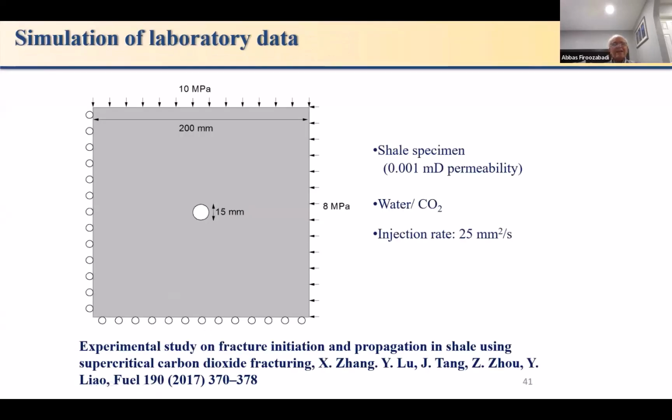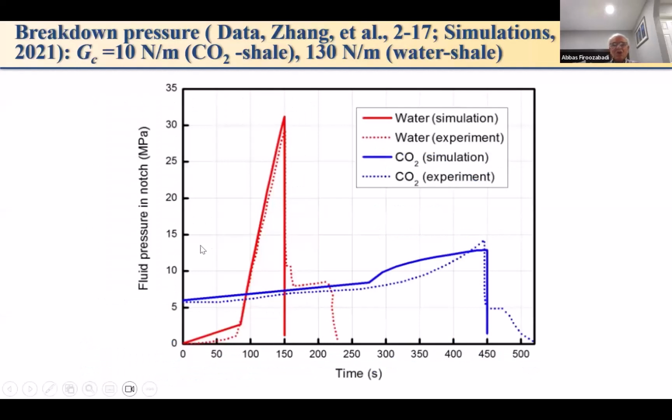With this, I can now start simulating to see what is the difference between CO2 and water. Can I simulate it without much adjustment? This is what we took from early on, which I showed: an experiment done with water and CO2 on the same type of shale. Let's see what we get with the same injection rate. This is for the case of water. This is for the case of CO2.